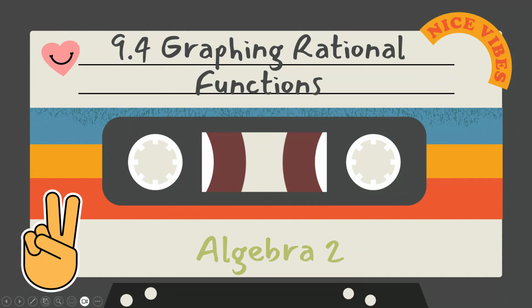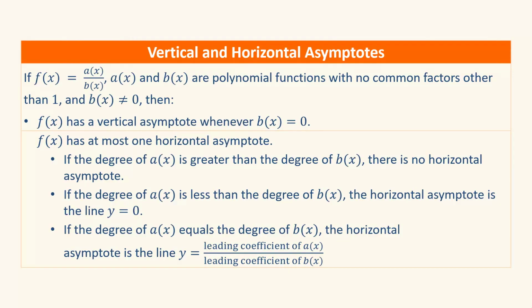Today we are graphing rational functions. A rational function will have a fraction bar, the numerator will be a polynomial expression, and the denominator will also be a polynomial expression. Just like before, the vertical asymptotes will always be the zeros of the denominator, keeping in mind dividing by zero is undefined, so that's where our vertical asymptotes will be.